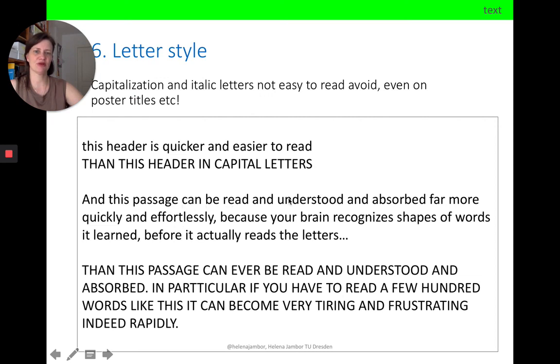This passage can be read and understood and absorbed far more quickly and effortlessly because your brain recognizes the shapes of the words it learned before it actually reads individual letters. This passage can never be read as fast and understood and absorbed. In particular, if you have to read a few hundred words like this, it can become very tiring and frustrating, etc. So try it out and remember that capitalization does not make it stand out any more than regular text.